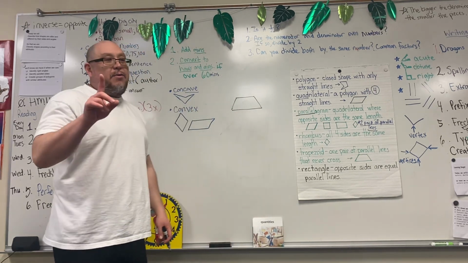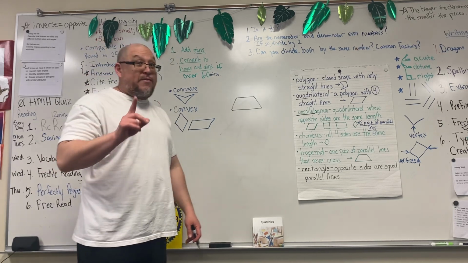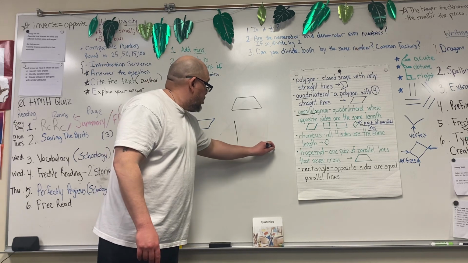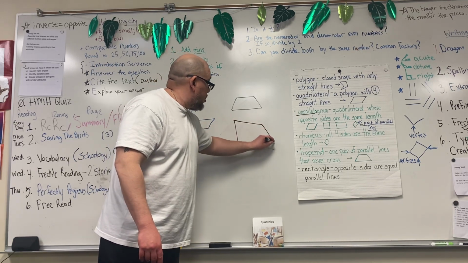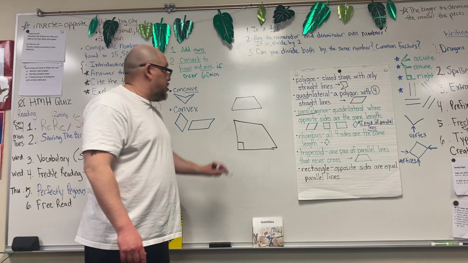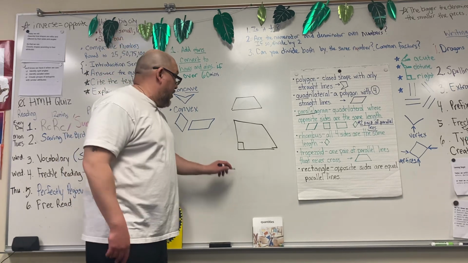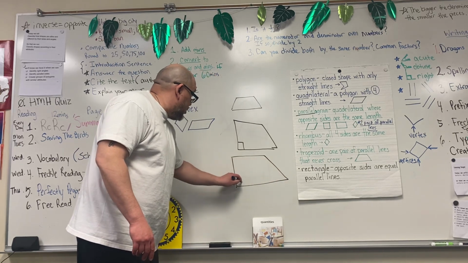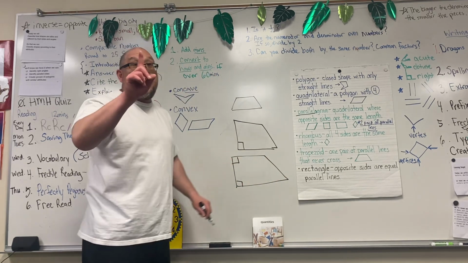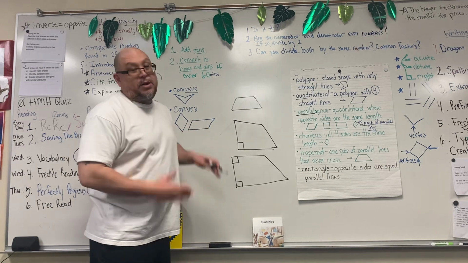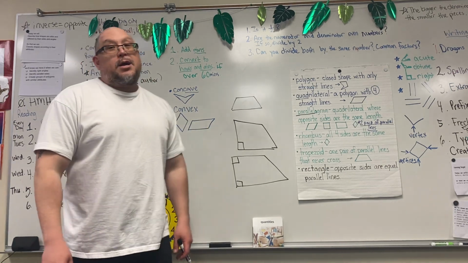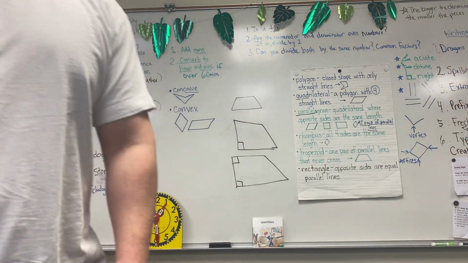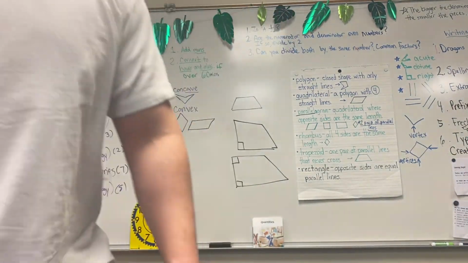Now, when I said a trapezoid could also have a right angle, yes, or you could have two right angles. But still only one pair of parallel lines. And they can't have any more. That's right. Can't have more than one pair of parallel lines.